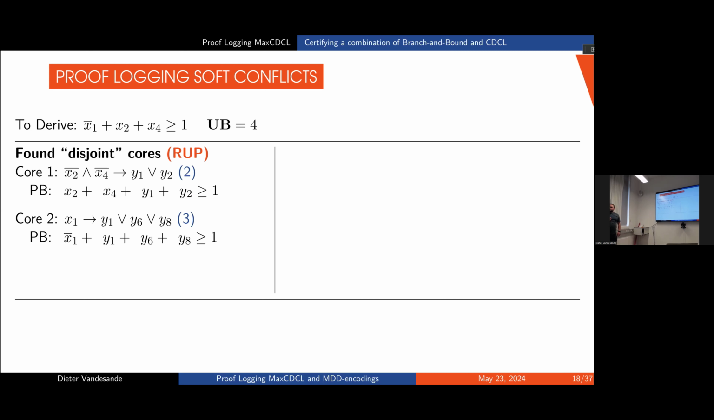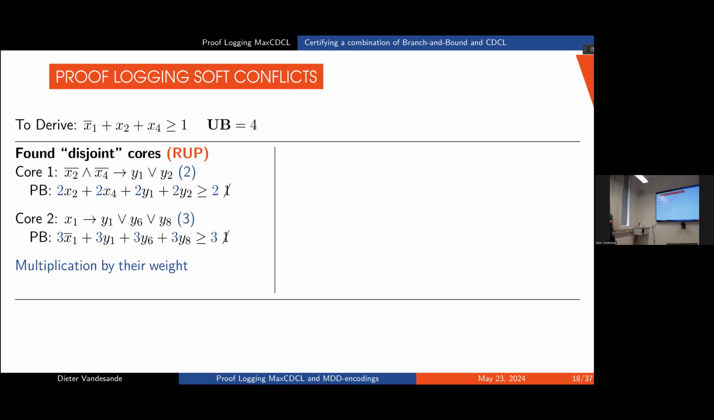And these constraints are derivable by reverse unit propagation. Because we have found them by using unit propagation and found a contradiction when we propagated exactly the negation of these constraints, we know now that they are derivable by reverse unit propagation. Okay, so from these constraints and something else, we want to derive this clause.